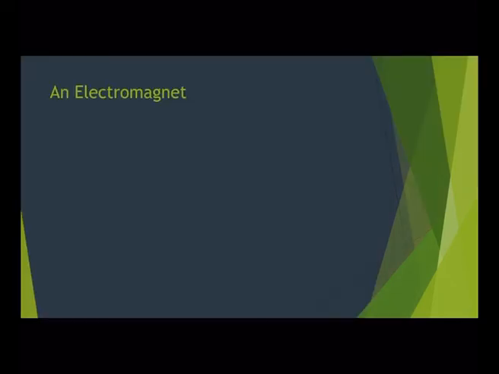One of the direct application of this phenomenon is the electromagnet. So what is an electromagnet? An electromagnet is a magnet which can be turned on and off as per our will. Let us look at how an electromagnet is constructed.